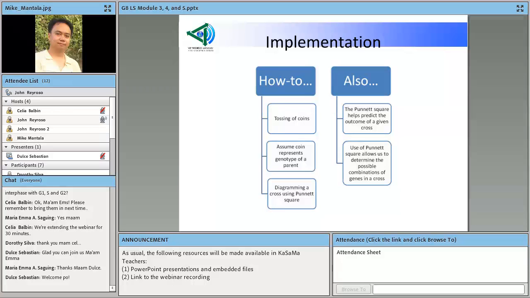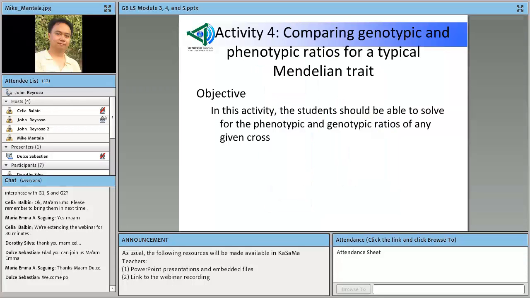And then diagramming a cross using a Punnett square. In the learner's modules, there's a thorough discussion of how a Punnett square works. The Punnett square helps predict the outcome of a given cross. They use it to determine the possible combinations of genes in a cross. And Activity 4, comparing genotypic and phenotypic ratios for a typical Mendelian trait. In this activity, the students should be able to solve for the phenotypic and genotypic ratios of any given cross.